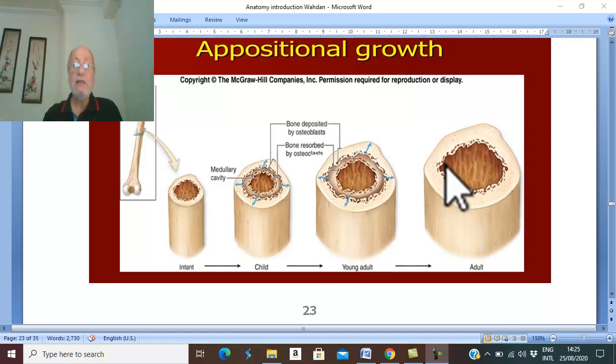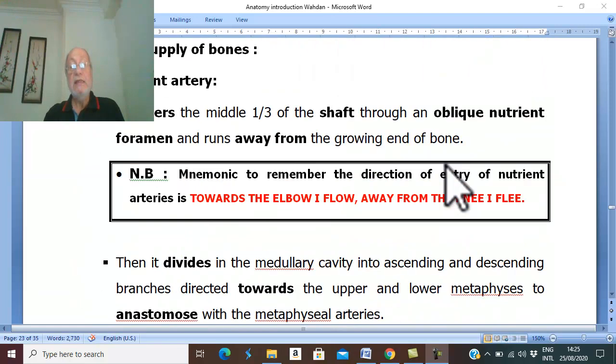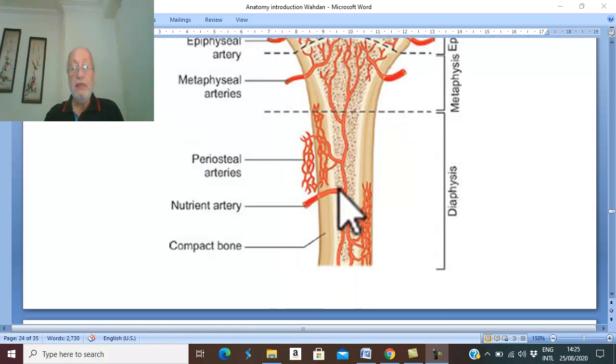Let us now discuss the arterial supply of bone. The main arterial supply of bone is this. What is this? An artery called the nutrient artery. The nutrient artery enters the middle third of the shaft through an opening called the foramen for the nutrient artery. It passes to reach the medullary cavity.